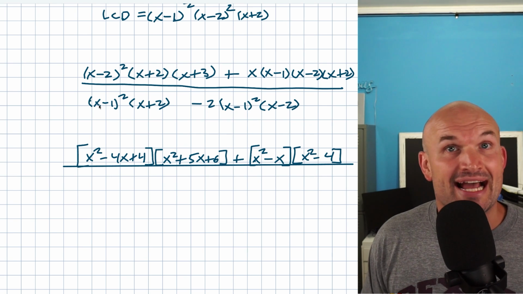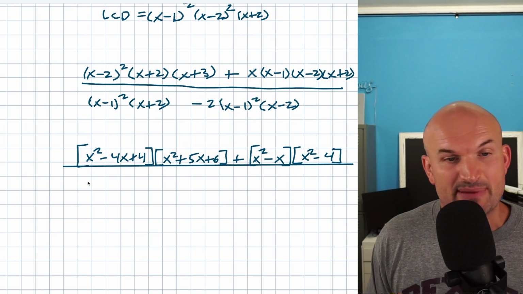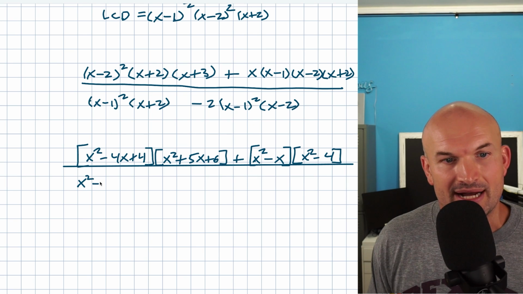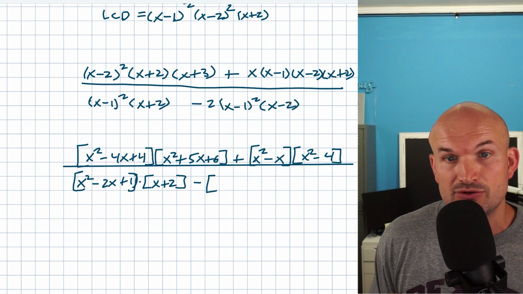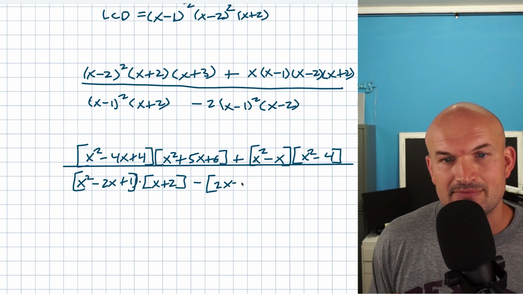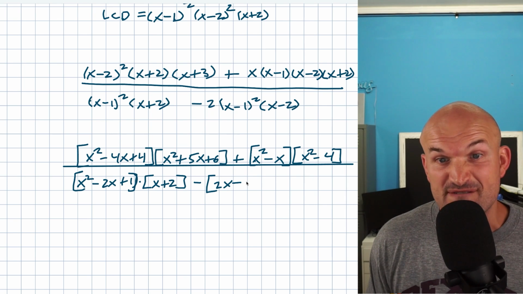Again, over here, it's going to be x squared minus 2x plus 1, right? When you expand that out. So therefore, it'll be x squared minus 2x plus 1. And that's going to be multiplied by x plus 2. And then over here, what I'm going to do is multiply the 2 times x minus 2. So 2 times x minus 2. I'm not going to distribute this negative until the very, very end.